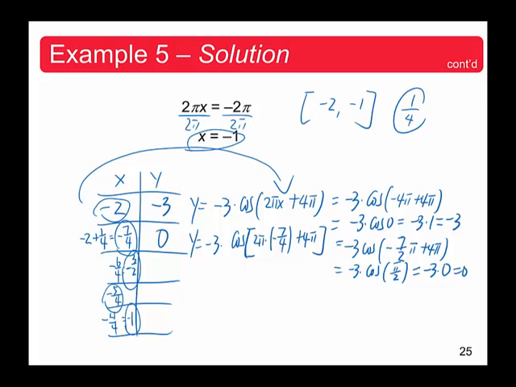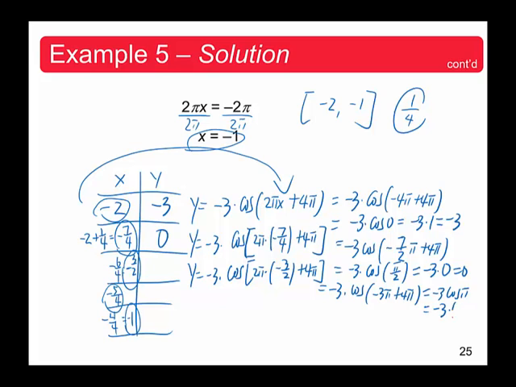Okay. And then next one, y equals negative 3 times cosine of 2 pi times negative 3 over 2 plus 4 pi. So this turned out to be negative 3 times cosine of negative 3 pi, adding 4 pi, turned out to be positive pi. So negative 3 times cosine pi is... no, cosine pi is negative 1. So negative 3 times negative 1 becomes positive 3. So now we reach the maximum here.